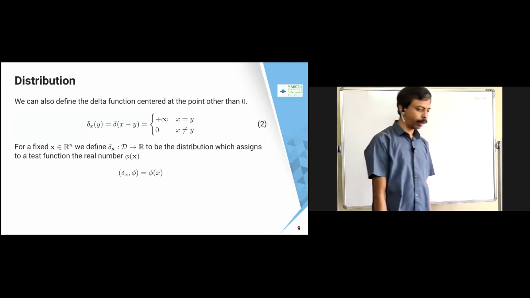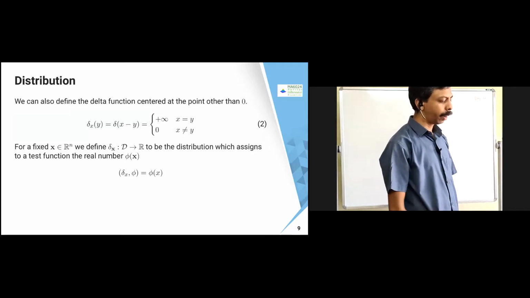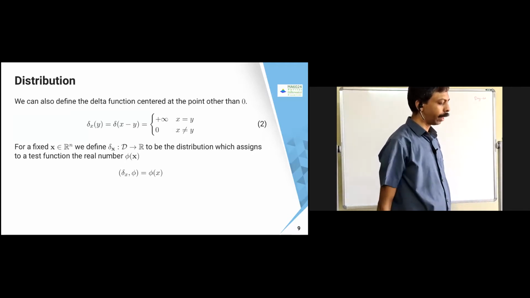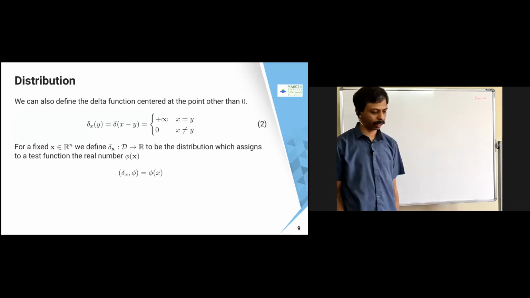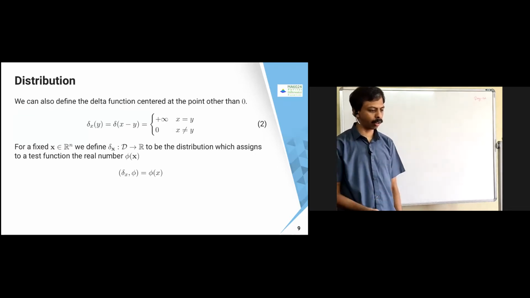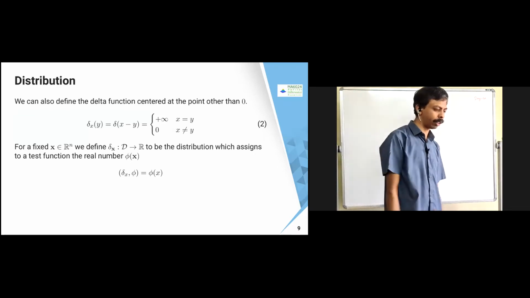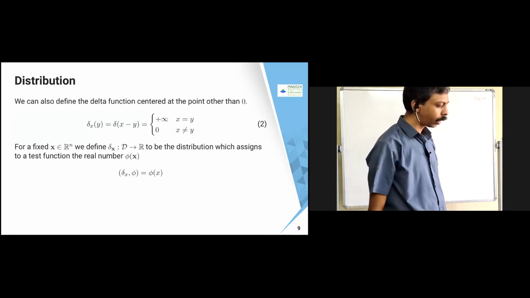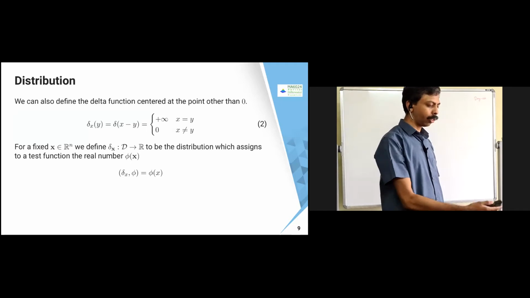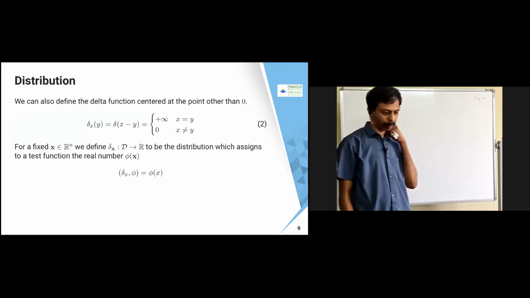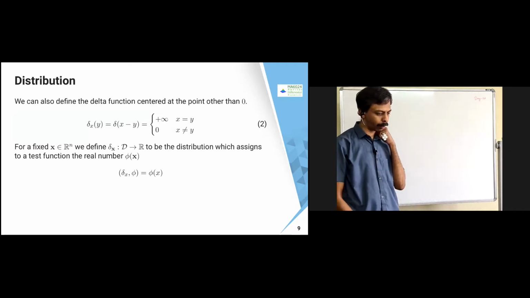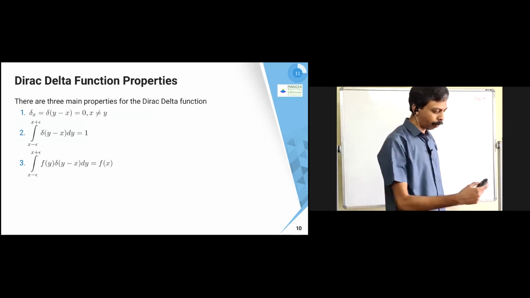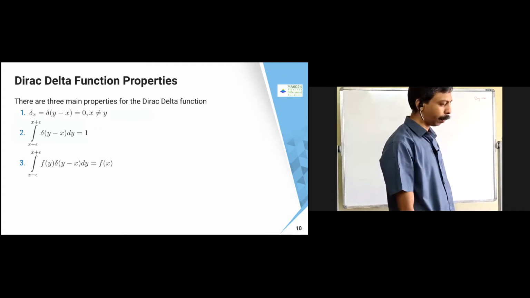Also, if we define it for delta naught, we can define it for delta x of y, which we can define this way: delta of x minus y. At x equal to y we define infinity, and at x not equal to y we define 0. So these are all the things which we have seen. In that case, delta x of y is going to become like phi of x. This is the one we will mostly be using in Green's functions and other places.